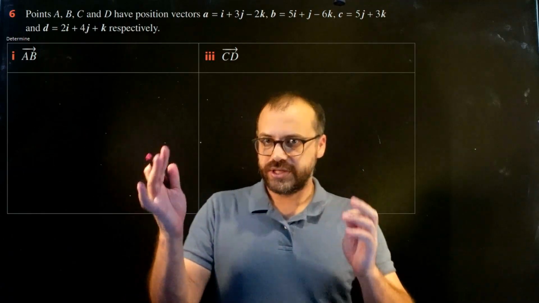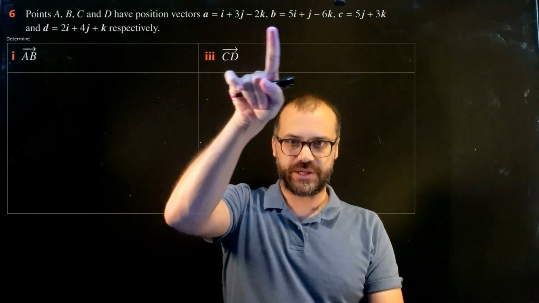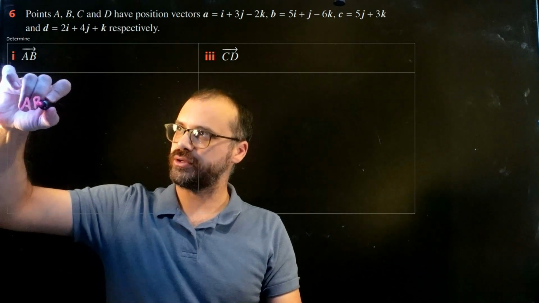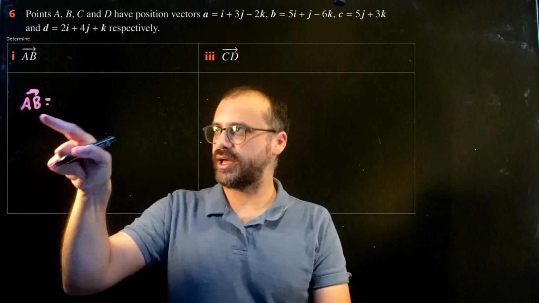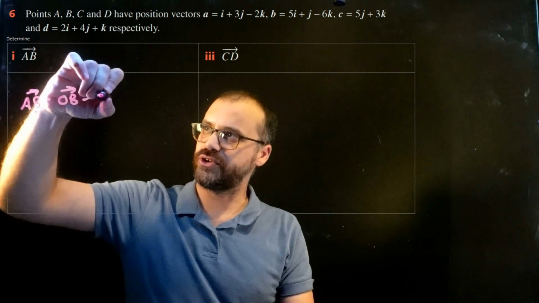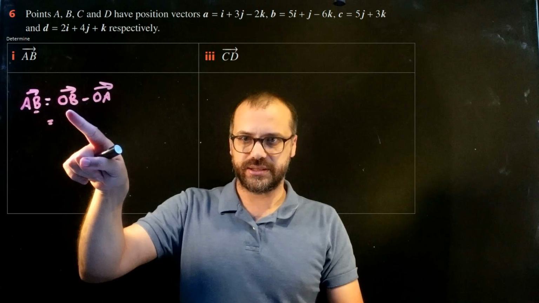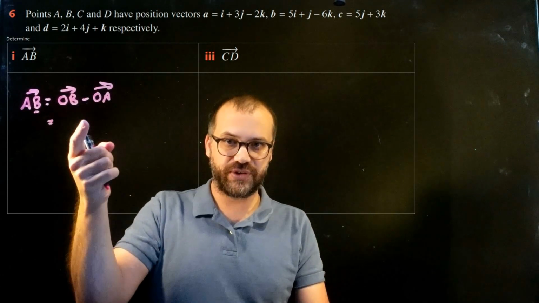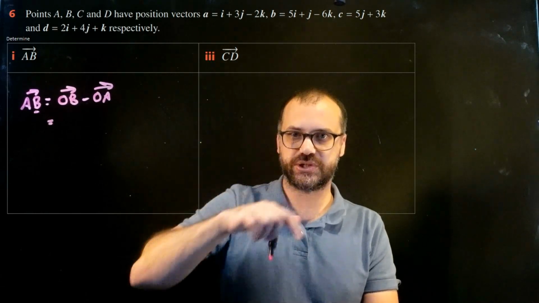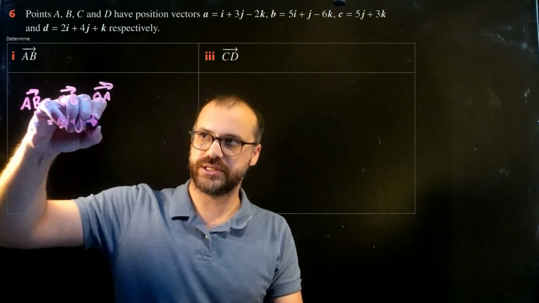Next one. So for these 2 questions, very like knee-jerk reactions. We've got points A, B, C, D in 3-dimensional space, right? And we're trying to find vector AB. All right, so no thinking, automatic. AB is equal to the second value, OB, minus the first value, OA. Okay. Now, OB can also be expressed as just the position vector, right? Here. So we've got OB, which is 5i plus j minus 6k.